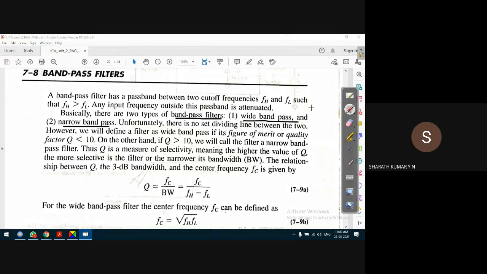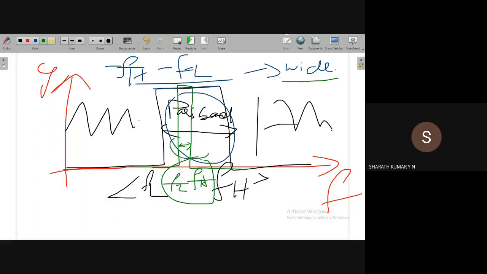Okay, so there is no set dividing line between the two because band pass is a band pass filter. Depending on our requirement, we have to select the filter which gives the required pass band range.